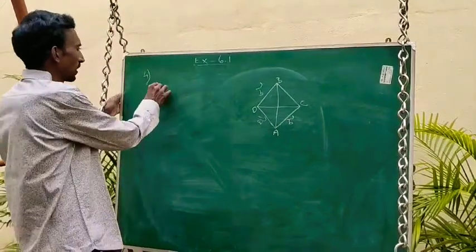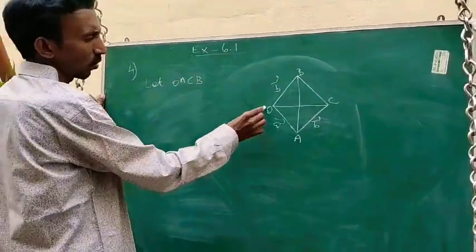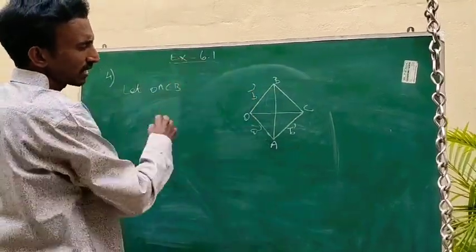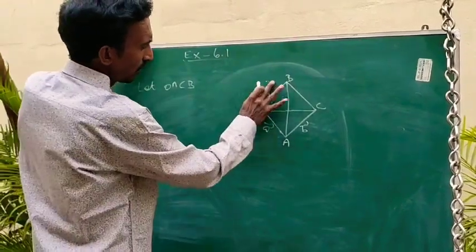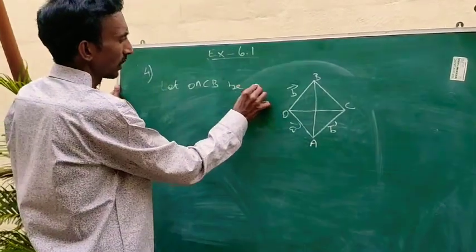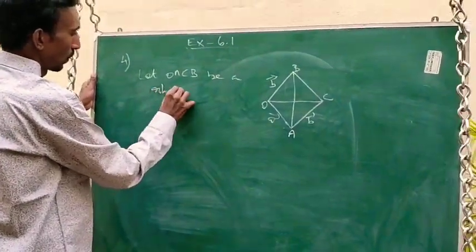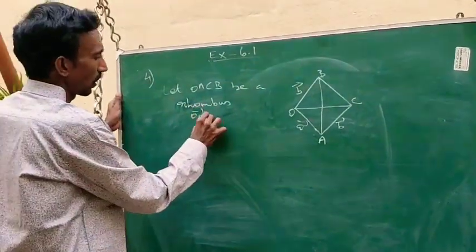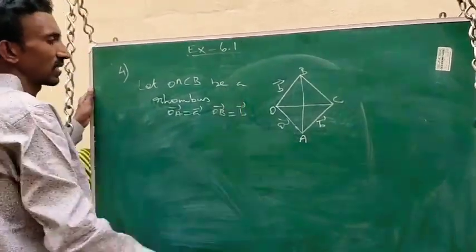Let me consider OACB. I am taking OA as A vector and OB as B vector. For that one also, I am taking OACB to be a rhombus. So here OA vector equals A vector and OB vector equals B vector we are considering.